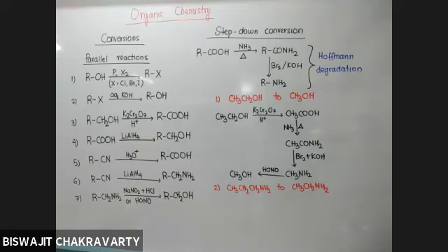Once you get propanoic acid, what should it be treated with? NH3 and heat. When you give NH3 and heat, what functional group is formed? Amide. So an amide with 3 carbons will be called what? Propanamide. It will be propanamide.